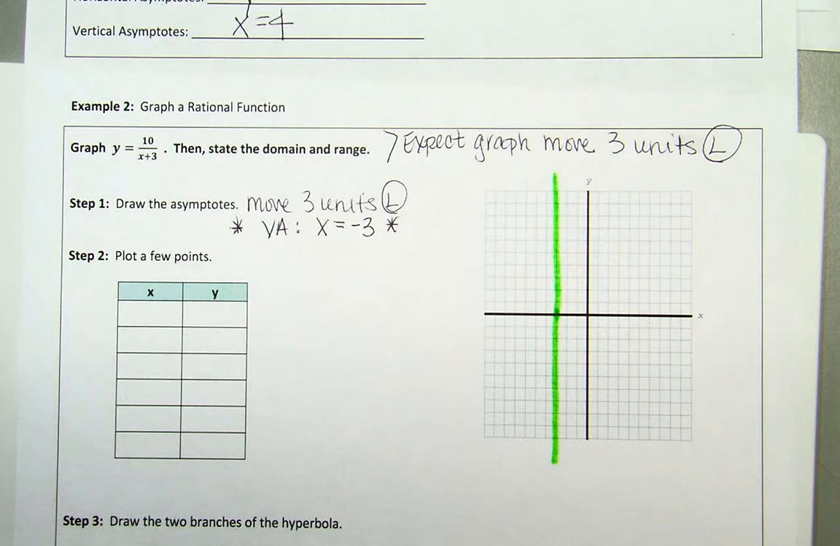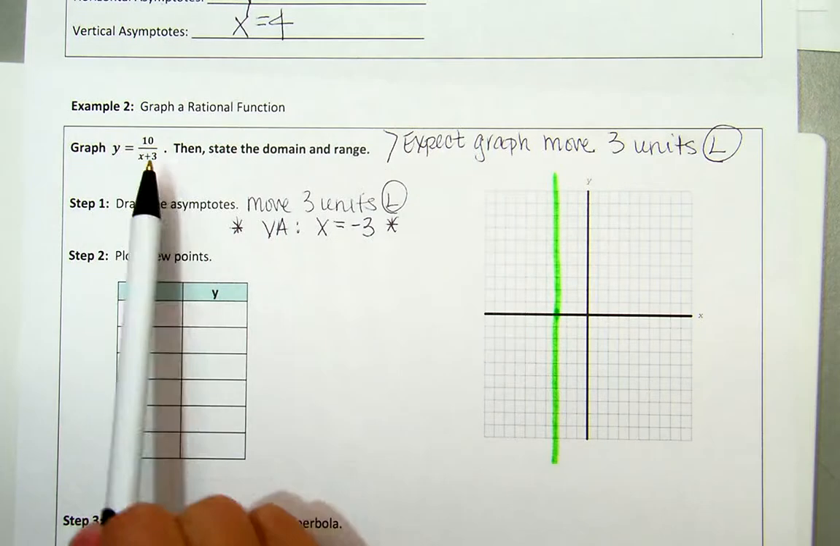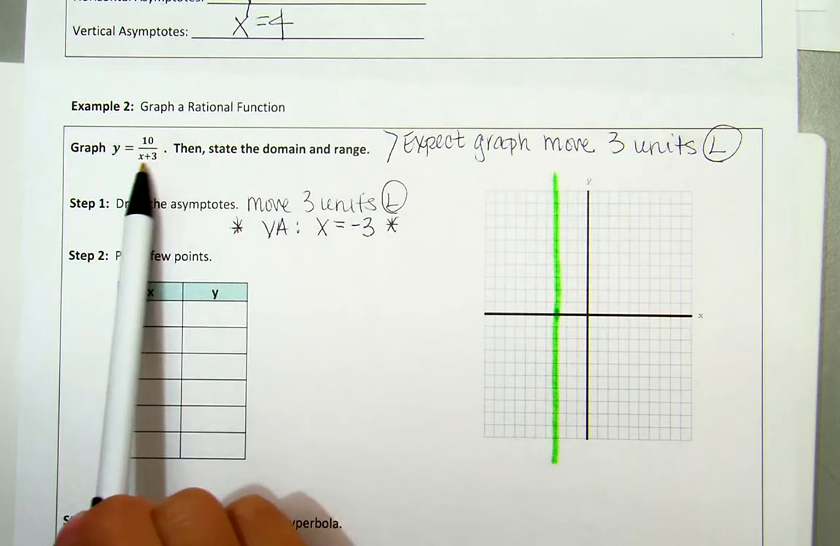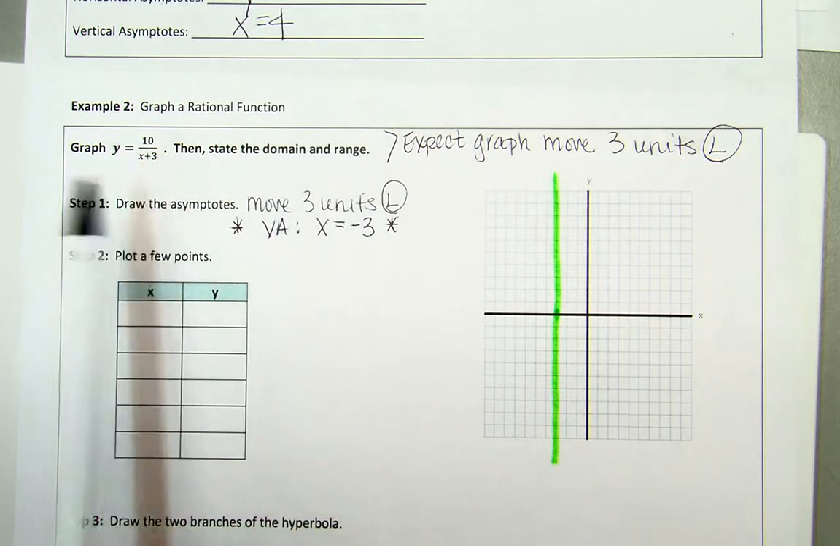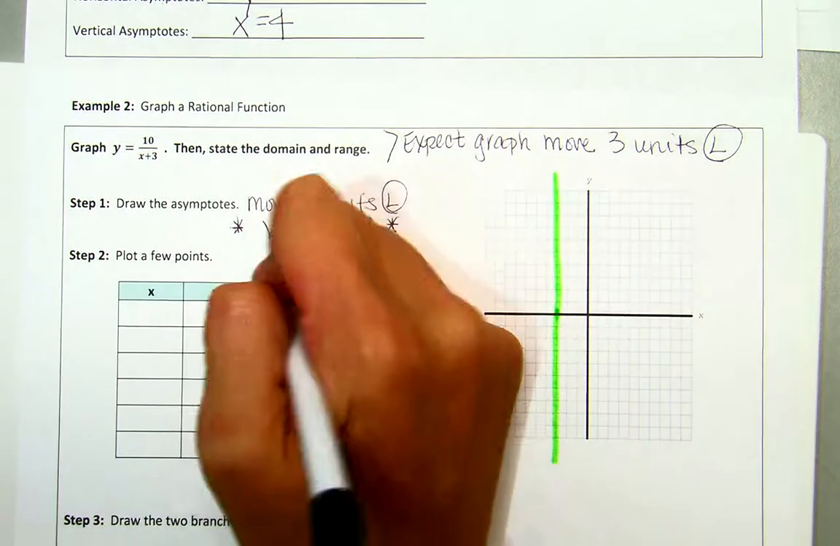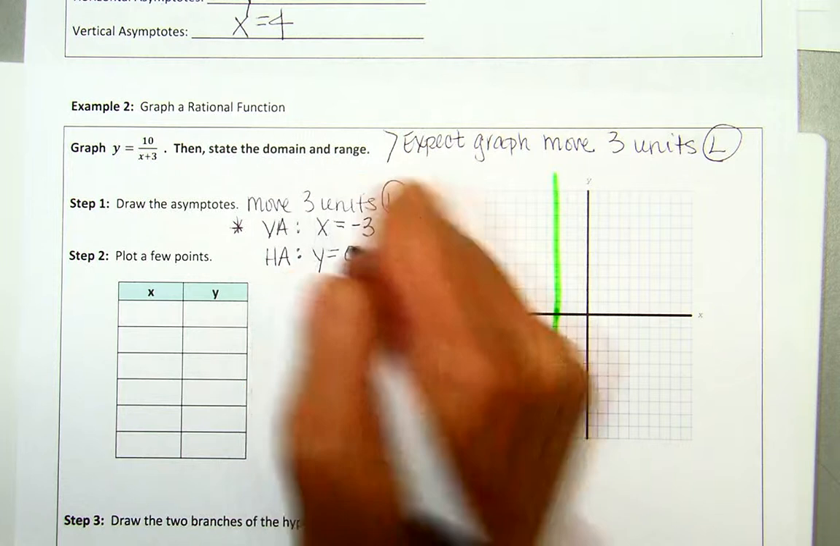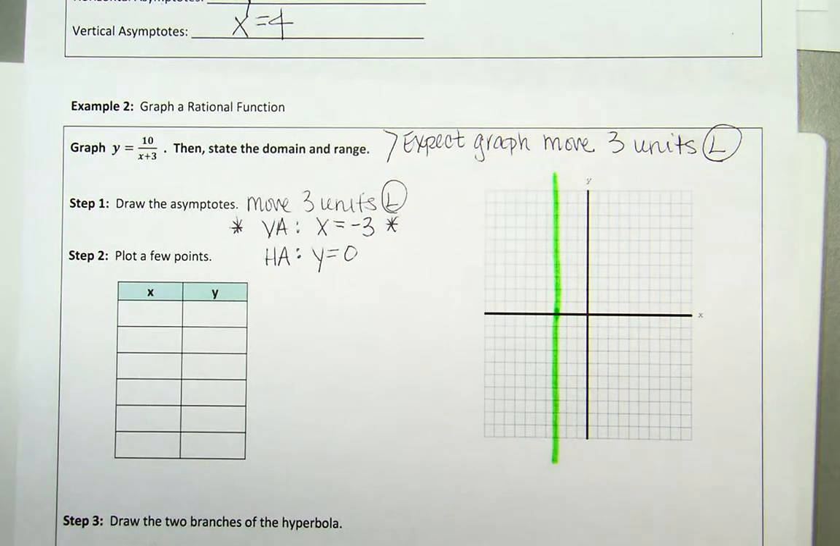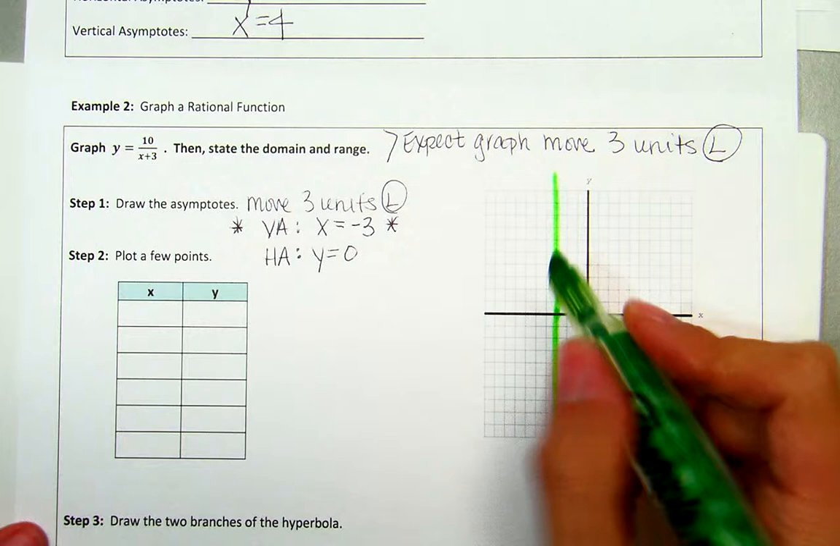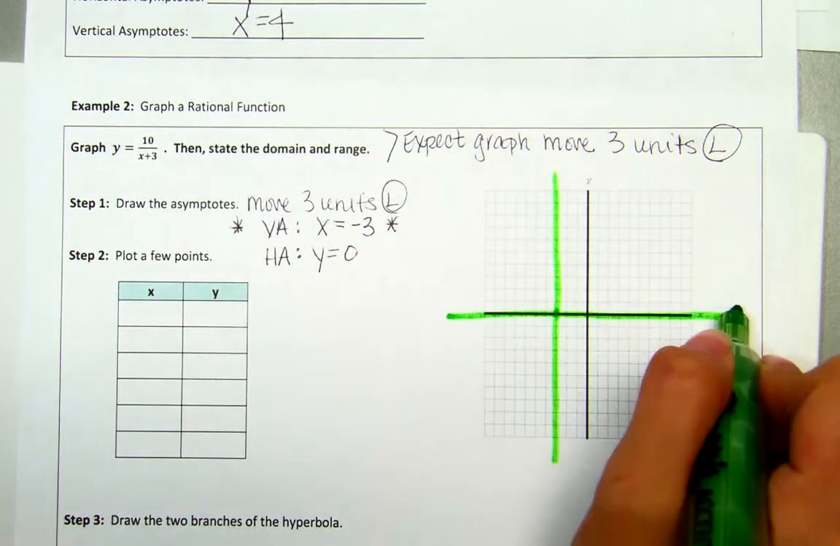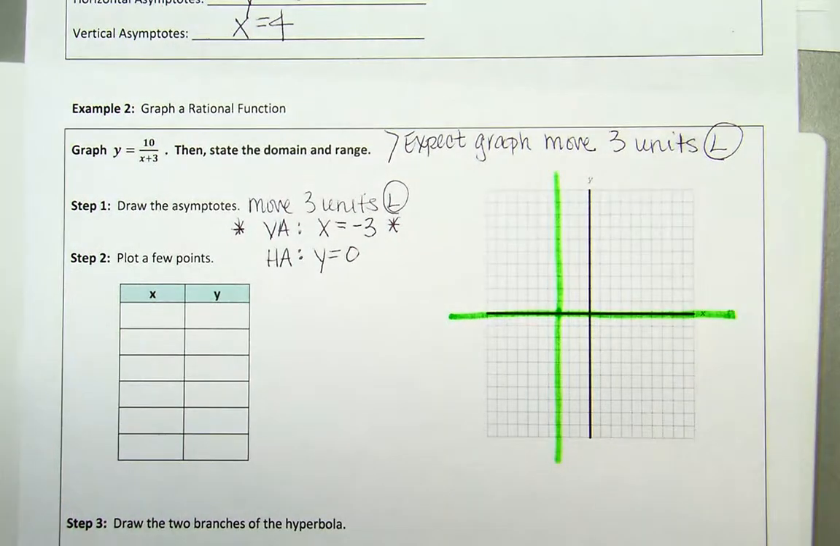Because I'm not moving up or down at all from my example above, because I have no plus or minus outside of my fraction, so to speak, I know that my horizontal asymptote is not going to shift at all. So I know that's going to continue to be my x-axis or my y equals 0 line. So when I make that horizontal asymptote, I'm going to highlight still my x-axis. So those are my two asymptotes where I know my graph is never going to cross.